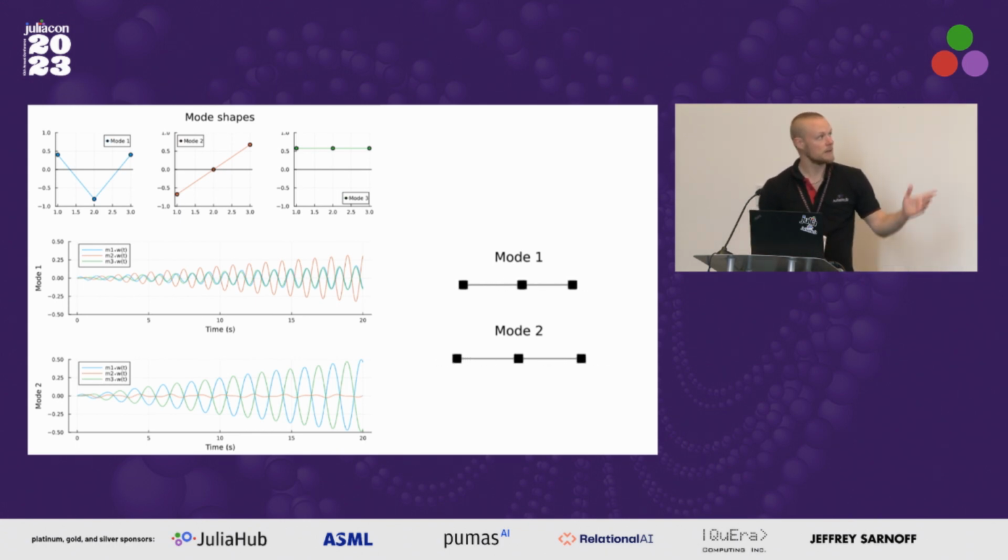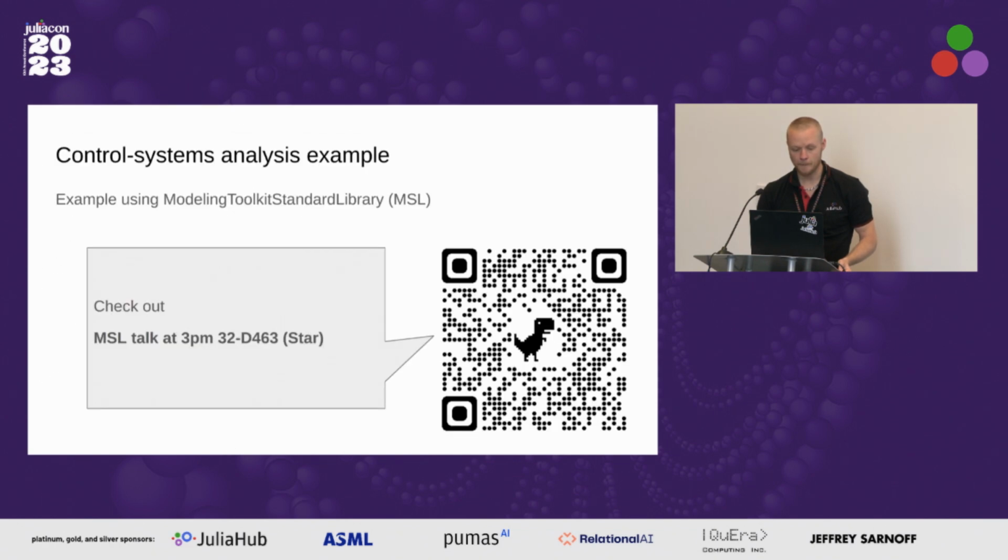So you can imagine that if this would be a bridge, you might divide the bridge into finite elements, maybe a very large number of those. But then you will have these kind of mode shapes that indicate that the bridge will sway like this, for instance. So this is a very common analysis you might want to do as an engineer.